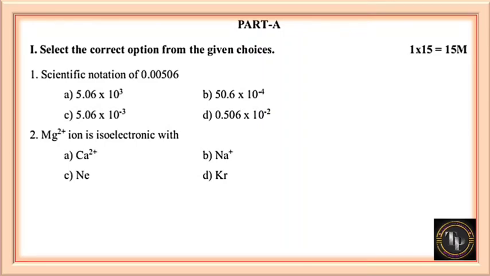If you want to move the decimal point to the right side, always multiply by 10 to the power minus. See, 0.00506 is there. So if I want to move the decimal point 3 digits towards the right side, then I have to multiply by 10 to the power minus 3. See there, 5.06 × 10^-3, which is there in option C.